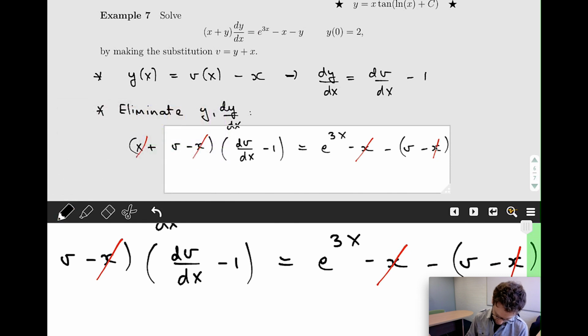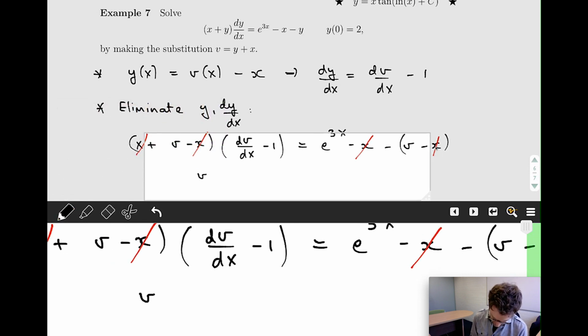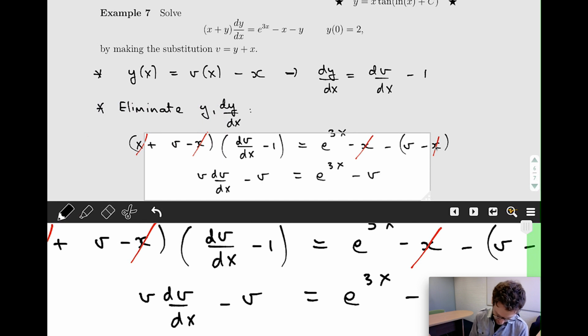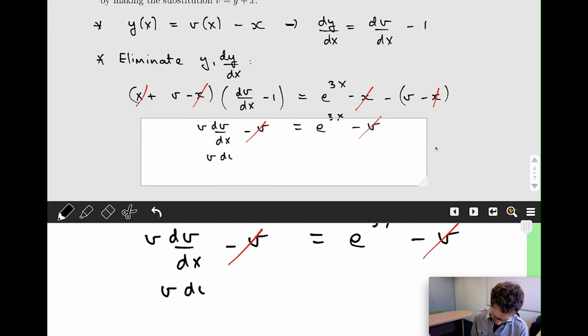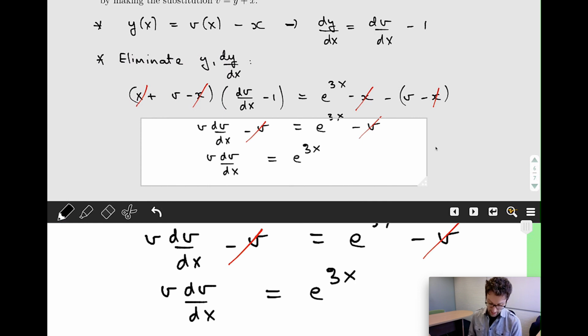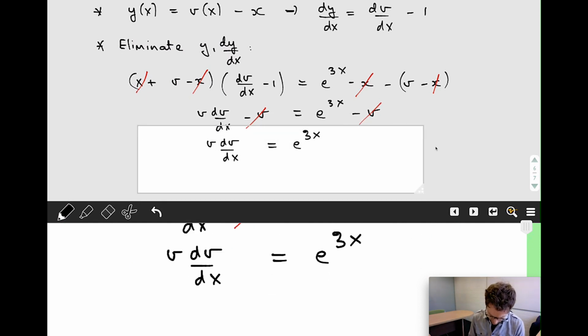So that's going to give me now v dv/dx minus v is equal to e^(3x) minus v. And we get another cancellation. The two v's cancel out. So I have the following equation to solve: v dv/dx is equal to e^(3x). Again, this is a separable differential equation. I can rewrite this as all v's on the left, all x's on the right, and do the integral on both sides.